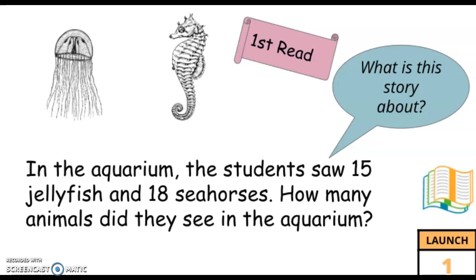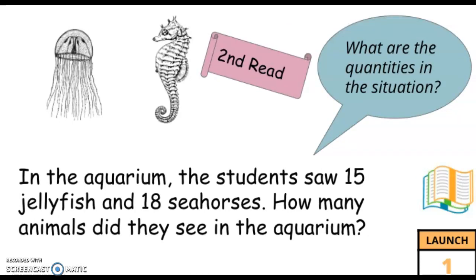This is our first read, and now we're going to do a second read. This time, as I read, I want you to listen for the quantities and units that are in this story. Remember, quantities tell us how many there are. They are things that can be counted, and they are represented with numbers. Units, on the other hand, are the things that we count. Ready? Let's do our second read.